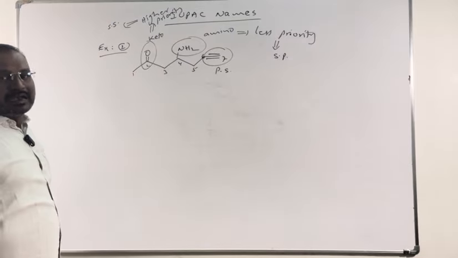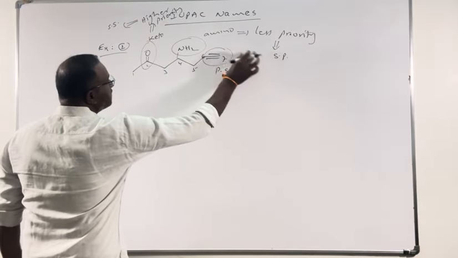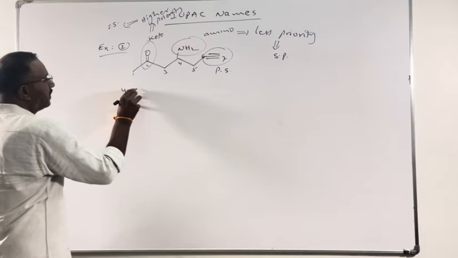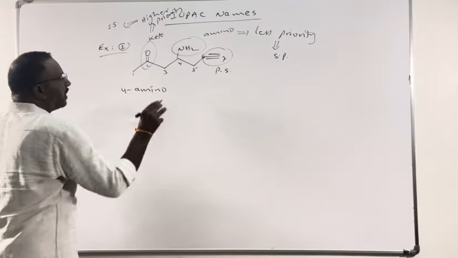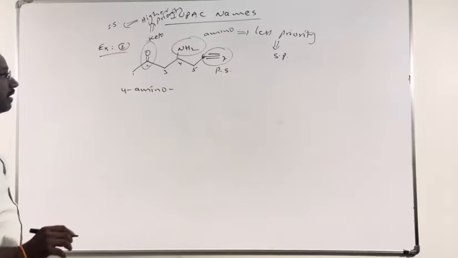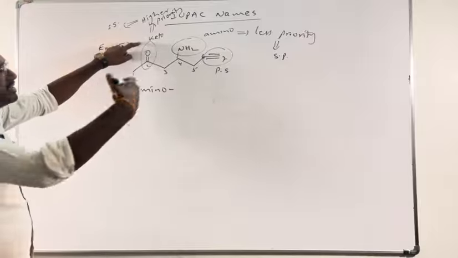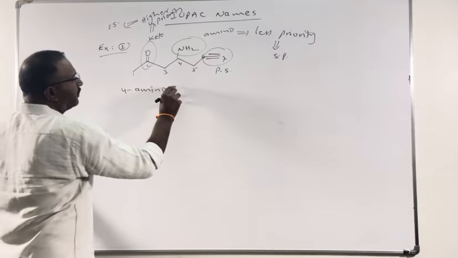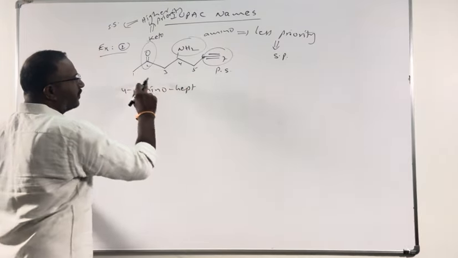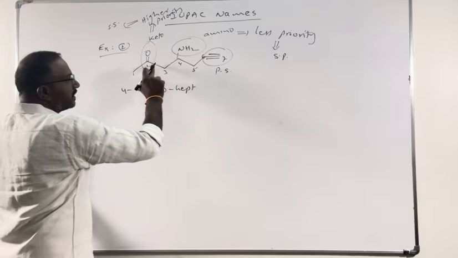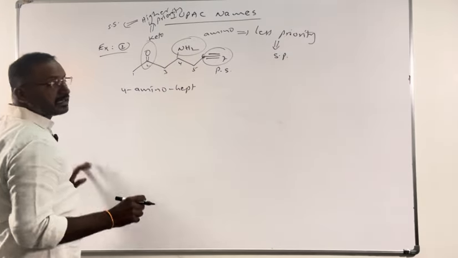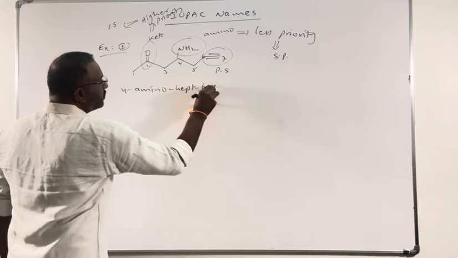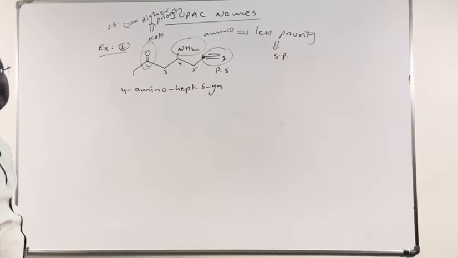Let me start the naming. First we have to write the secondary prefix. That secondary prefix is amino, which is on the 4th carbon. So the name is 4-amino. The secondary suffix comes last, so no need to write it yet. There is no primary prefix. So let me write the root word. That root word is hept, but here there are single bonds, single bonds, but here a triple bond is there. So it comes under primary suffix, at the 6th position, hept-6-yne.